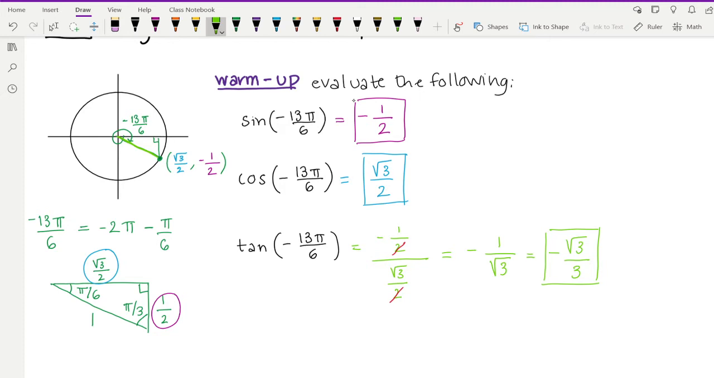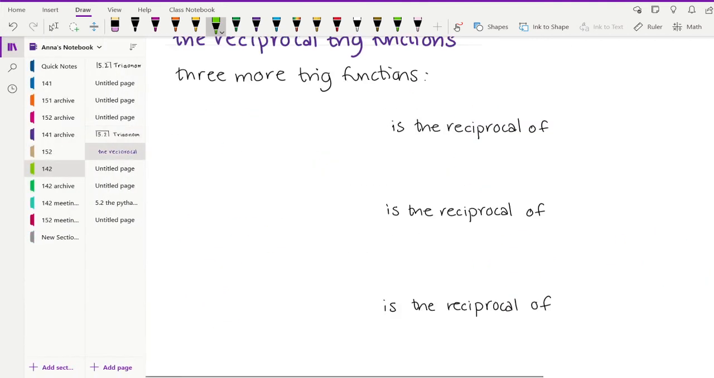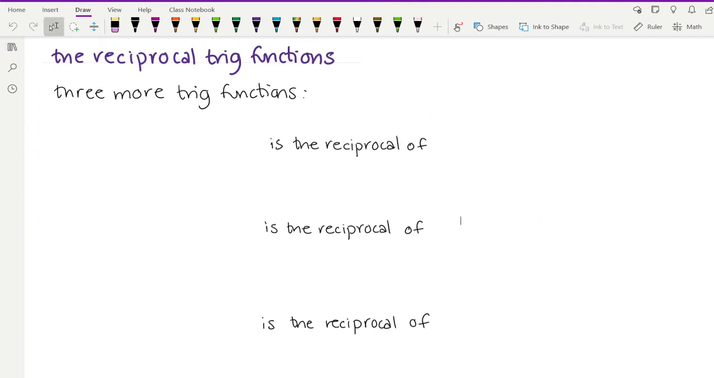Okay, so that's sine, cosine, and tangent. As I mentioned at the beginning of the video, we're going to learn 3 more trig functions, and each of these I'm going to call the reciprocal trig functions. The reason they're called the reciprocal trig functions is because they are the reciprocals of the original 3. So the first one we're going to talk about is the reciprocal of sine. The reciprocal of sine is called cosecant. So cosecant is the reciprocal of sine.